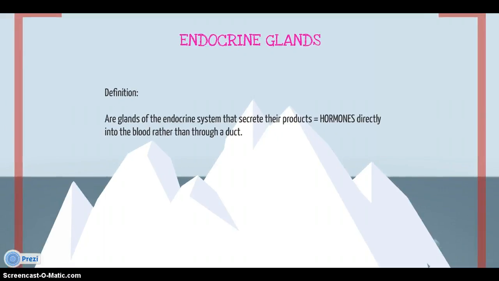In this video, we are going to talk about endocrine glands. What are endocrine glands? They are glands of the endocrine system that secrete products, which are hormones, directly into the blood rather than to a duct.